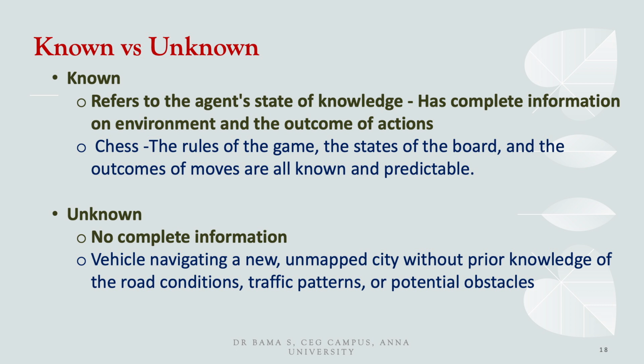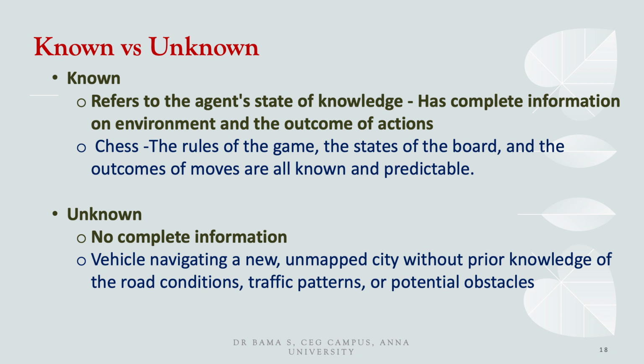The last type of property is known versus unknown. Known is with respect to the agent: whether the agent has some knowledge or previous knowledge of the environment, and once the action is done, does it know what it will lead to. Say for example, in chess, the rules of the game, the states of at what point a particular item was on the board, and the action outcomes are all known and predictable according to the agent. That is the known category.